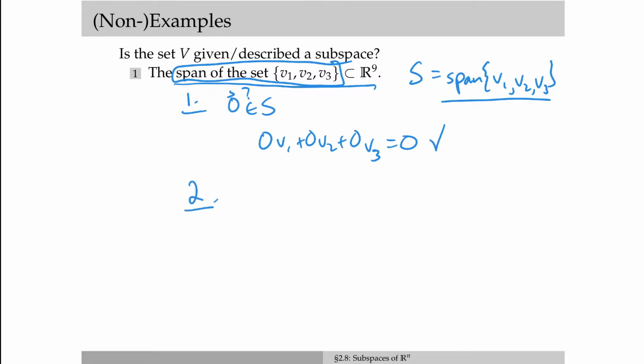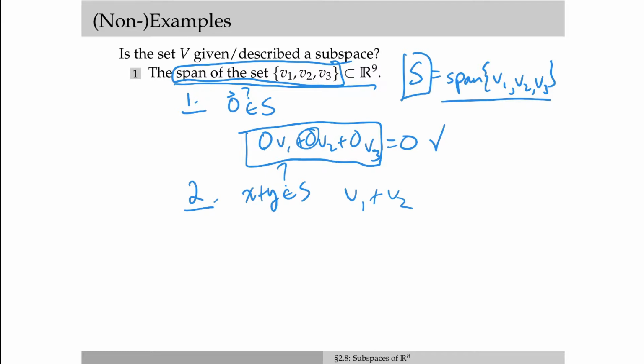Two, we need to be closed under sums. Let's look at this. If I set this coefficient to 1 and this coefficient to 1, so that I have v1 plus v2, what I'm trying to say here is v1 plus v2 is a linear combination, and therefore it's in the span, and therefore it's in S. So yes, this is in S. And in fact, if I take any two vectors, I can express them as a linear combination of those. So yes, we're good.